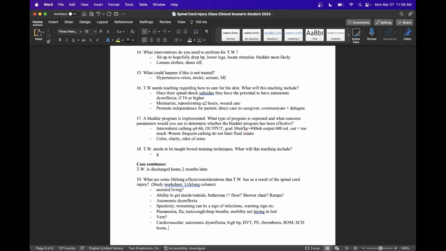Maybe they're on an anticoagulant, maybe they're not. Maybe they have a filter in place, IVC filter, an inferior vena cava filter. That would have happened in the acute care setting when they placed that. What about GI? Bowel regime forever. Diet, hydration. Range of motion's gonna help with that. Good nutrition will help with both the bowel and the skin.